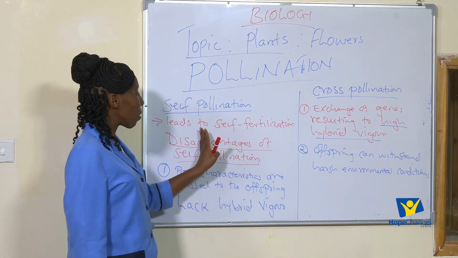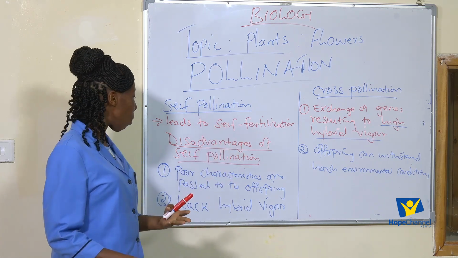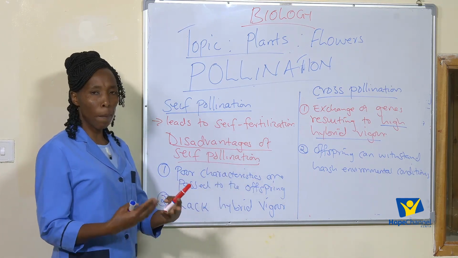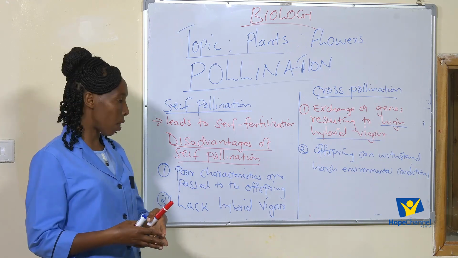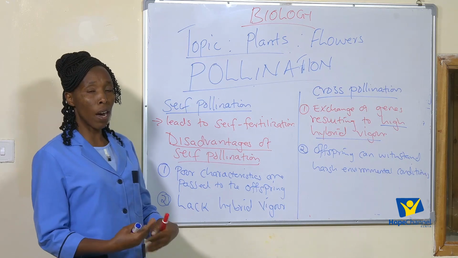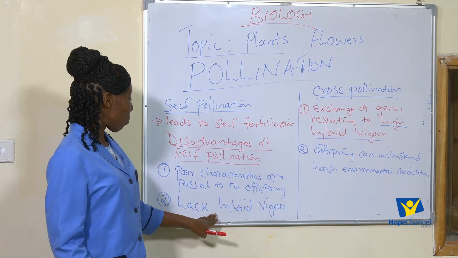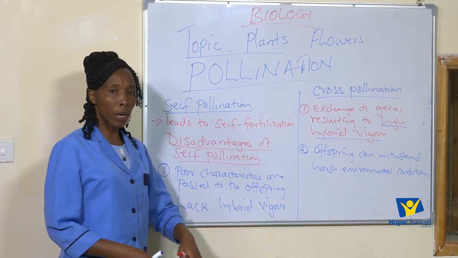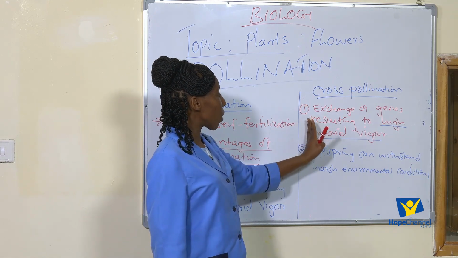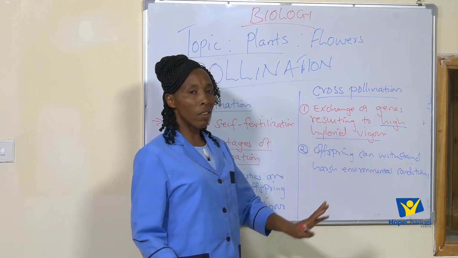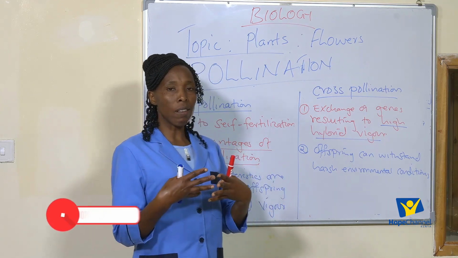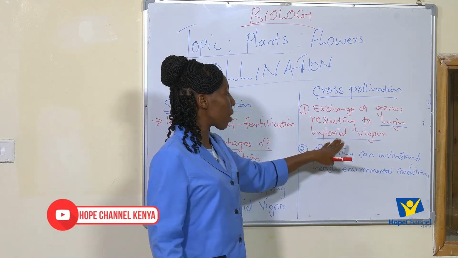And so far, we have discussed the disadvantages of self-pollination. We have said that poor characteristics are passed on from one generation to the other. So that leads to lack of hybrid vigor. Such organisms have poor adaptive characteristics. When we talk about cross-pollination, we said it is more advantageous because there is exchange of genes that results in a higher hybrid vigor.